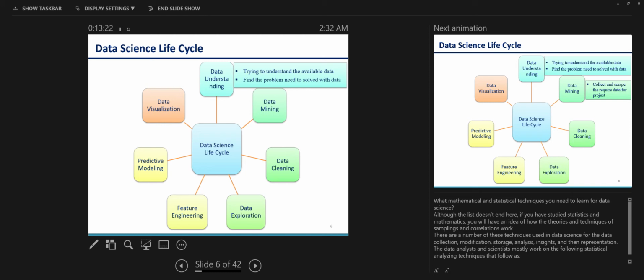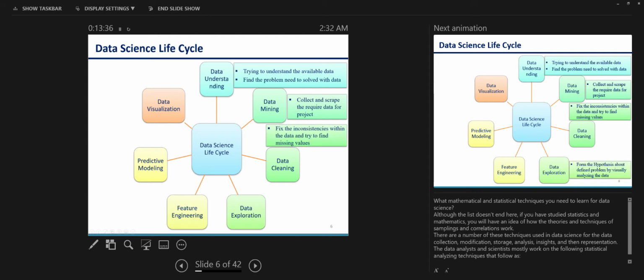Second, we have data mining. Data mining is used to collect and scrape the required data according to your work and your project. Then we are going to clean the data. Third is data cleaning. Data cleaning is to fix the inconsistency within the data and try to find the missing values. If you have a huge amount of data that you collected and scraped for your project, it is possible that some data is missing, which cannot give you a better result. So for that we do the data cleaning part.